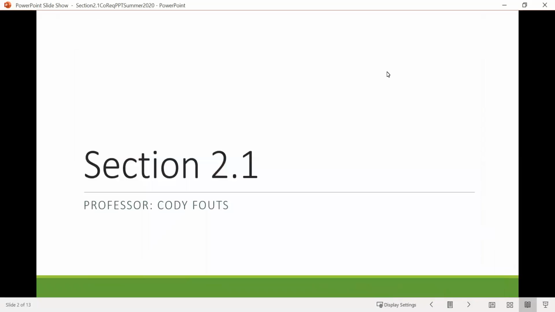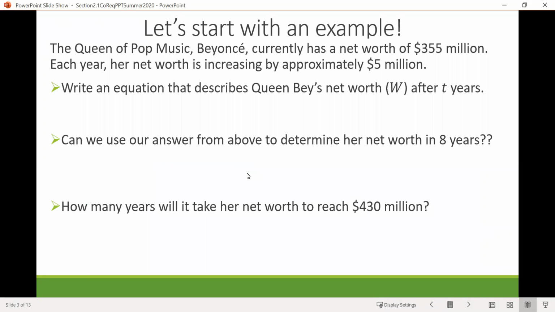Okay, so section 2.1 is our first one on linear functions. And before I get into some of the details of what that is, let's look at an example, just to kind of get us started with understanding why these might be important.